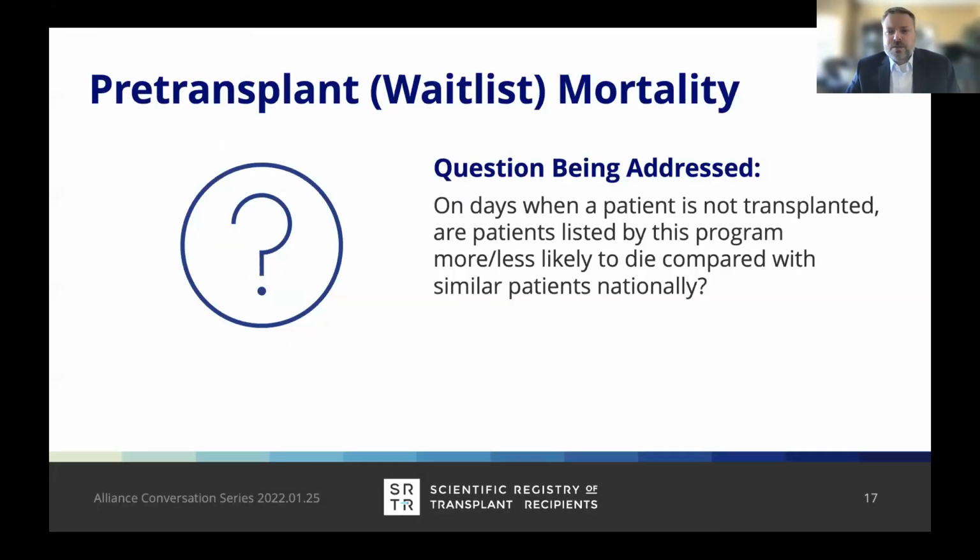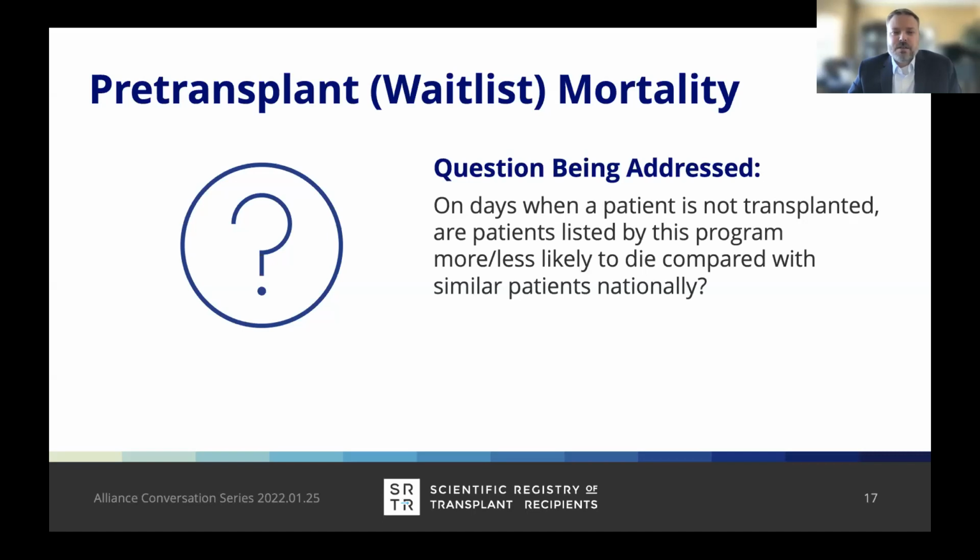I always ask the question, what is this in English? Can I write down what this metric is trying to do? I think that's important, right? Any good metric, we should be able to describe in English, not math, what we're actually trying to measure here. So the question that's being addressed by this is, on days when a patient is not transplanted, are patients listed by this program more or less likely to die compared with similar patients nationally?